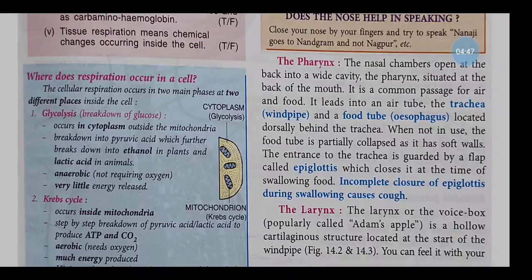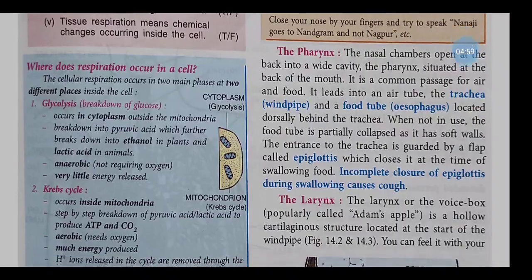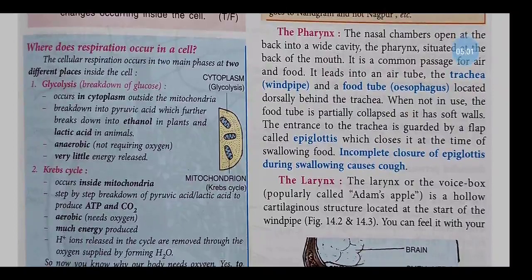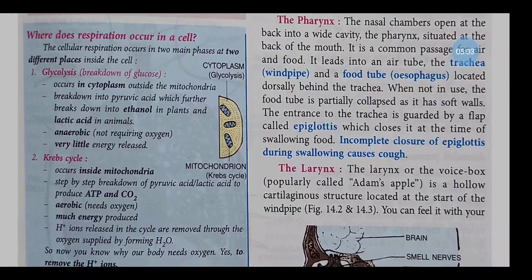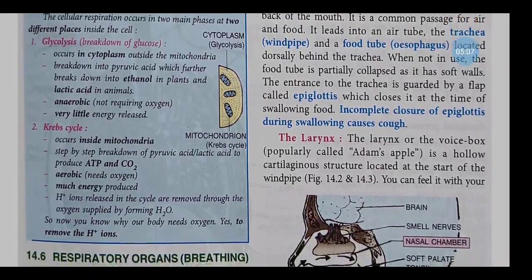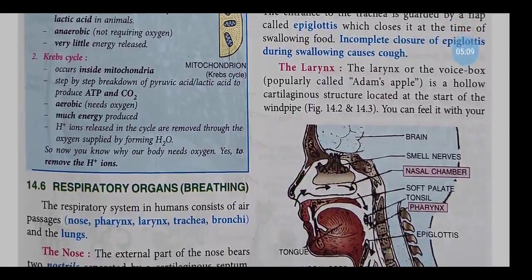The entrance of the trachea is guarded by the epiglottis, which is closed at the time of swallowing food. Means there is an epiglottis which closes the trachea when you are swallowing something. Right? Incomplete closure of the epiglottis may cause cough. Now, let's come to the larynx.